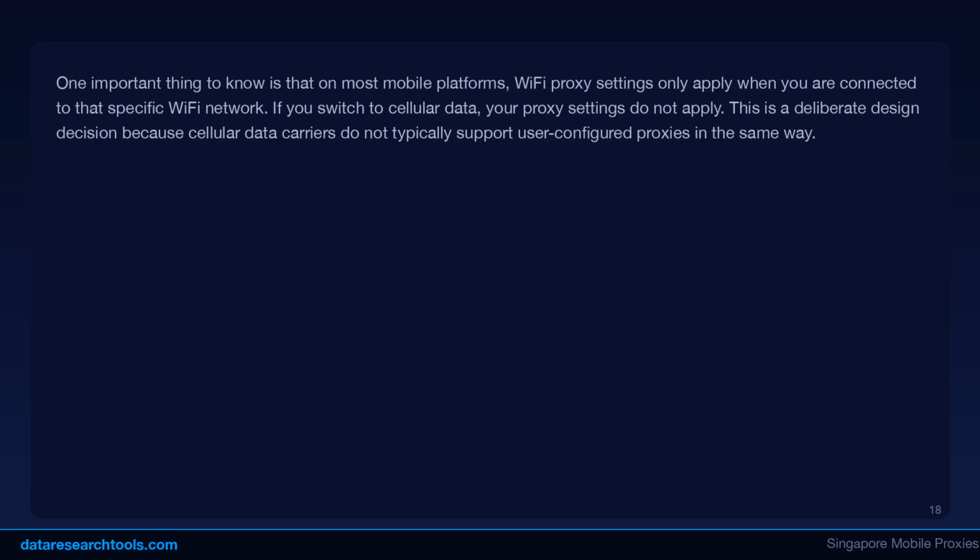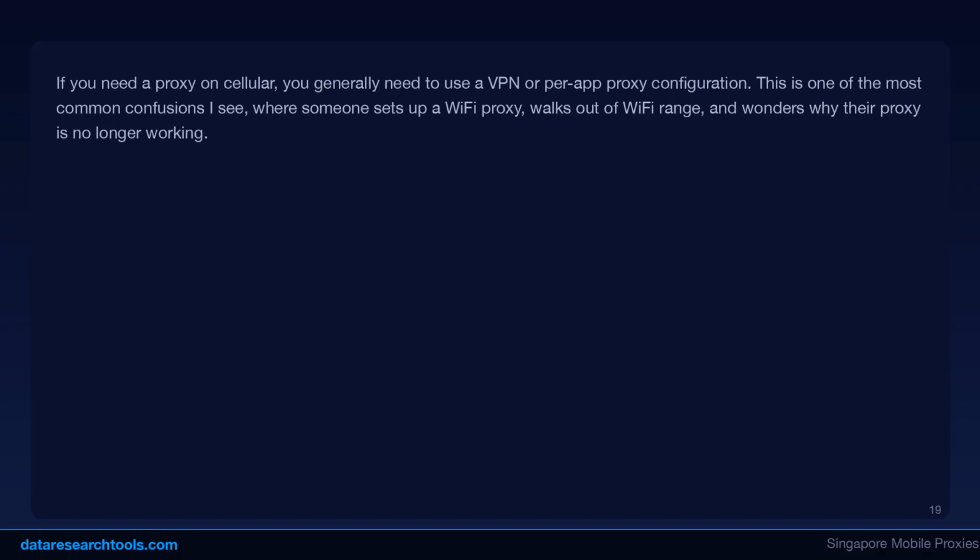One important thing to note is that on most mobile platforms, Wi-Fi proxy settings only apply when you are connected to that specific Wi-Fi network. If you switch to cellular data, your proxy settings do not apply. This is a deliberate design decision because cellular data carriers do not typically support user-configured proxies in the same way. If you need a proxy on cellular, you generally need to use a VPN or per-app proxy configuration. This is one of the most common confusions I see, where someone sets up a Wi-Fi proxy, walks out of Wi-Fi range, and wonders why their proxy is no longer working.